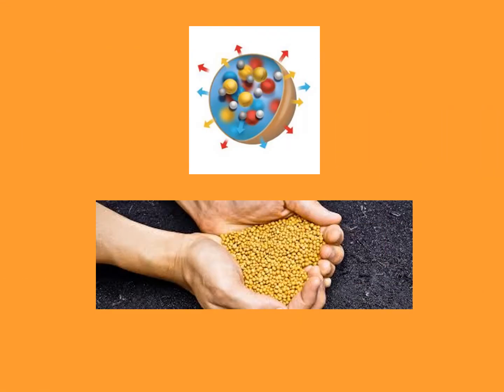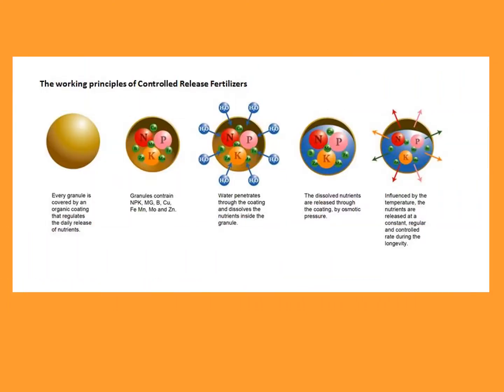The image on this slide shows a handful of Osmocote controlled release fertilizer granules, or some people refer to these as being prills. This slide is showing us how controlled release fertilizers actually work.